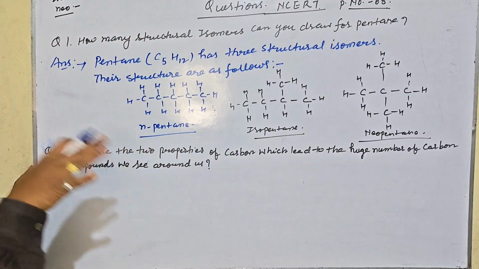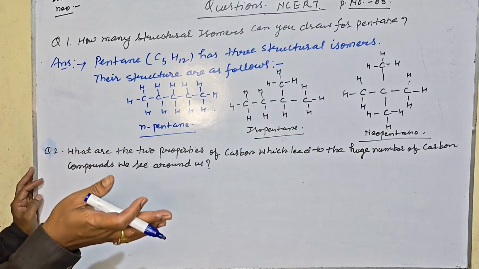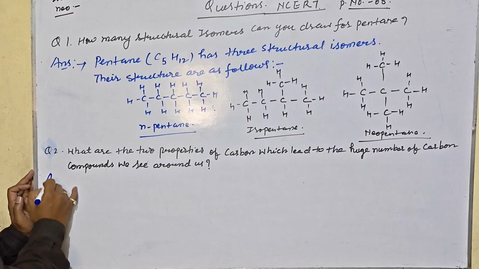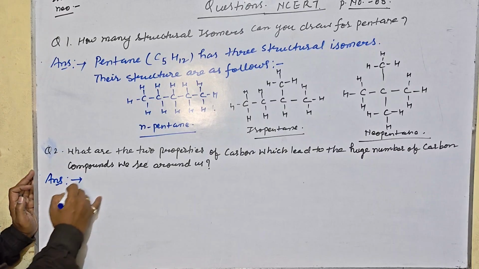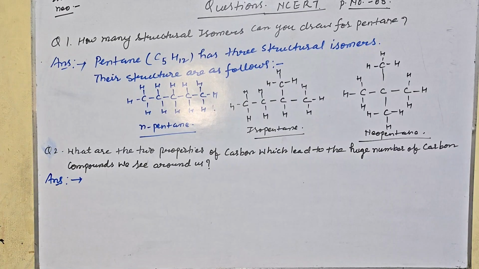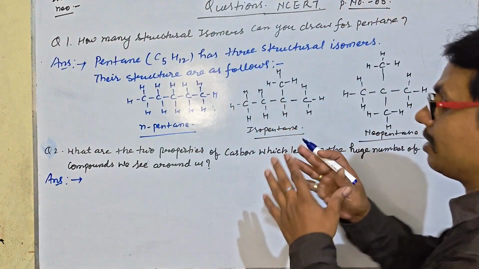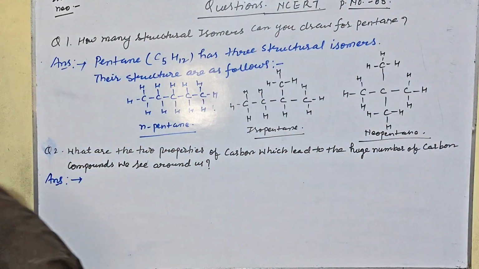Next, you can understand due to what condition carbon led to the huge number of carbon compounds we see around us. So let's understand the answer first. What are the two properties? We all know the two properties are very important: catenation and tetravalency. So write the answer or see the answer.